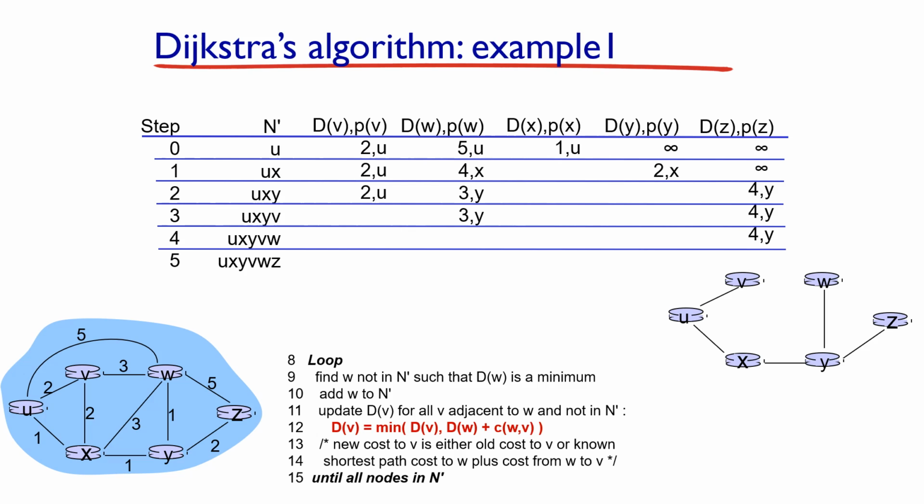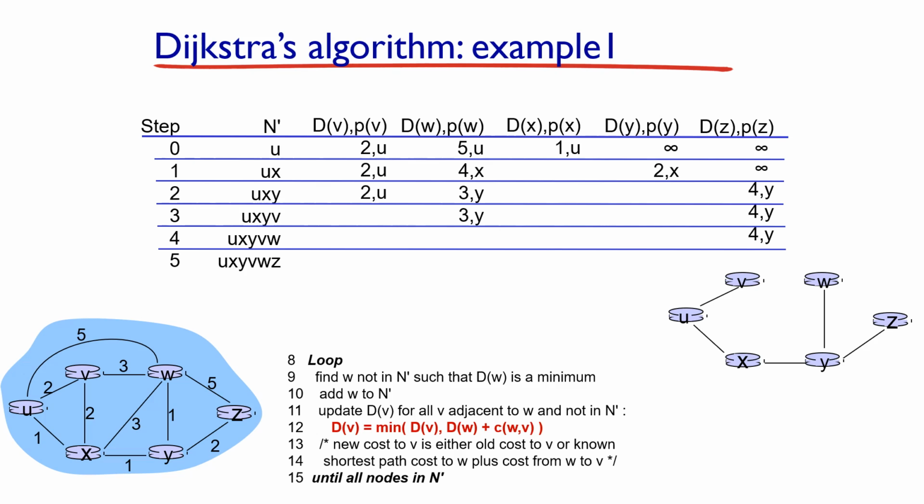Then next w, 4x is filled. It is checking whether 5u or is there a path to w from u through x. Yes, there is a path to w from u through x. u to x, x to w, 1 plus 3, 4. So 4x or 5u, whichever is minimum, that is copied now. So 4x is minimum, that is the value stored into dw. So the new value of dw is 4x. Then we don't bother about dx because already x is chosen into the list of n dash. Then what about y?